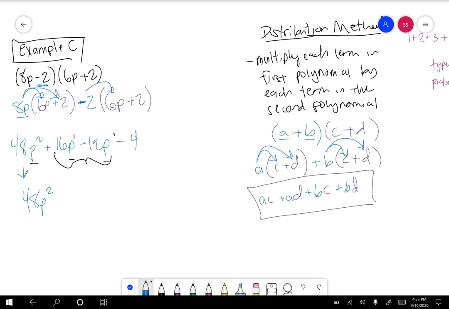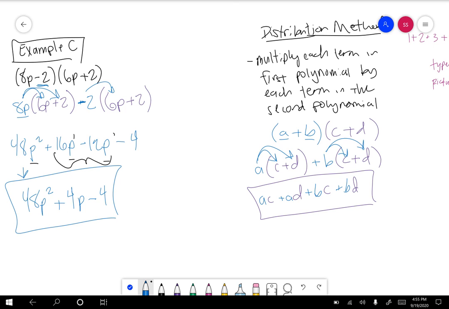Okay. And then 16p minus 12p. So basically we're subtracting the coefficients. 16 minus 12 would give us 4. Right, and it'd be positive, so 4p. And then we have minus 4. And there is our answer.